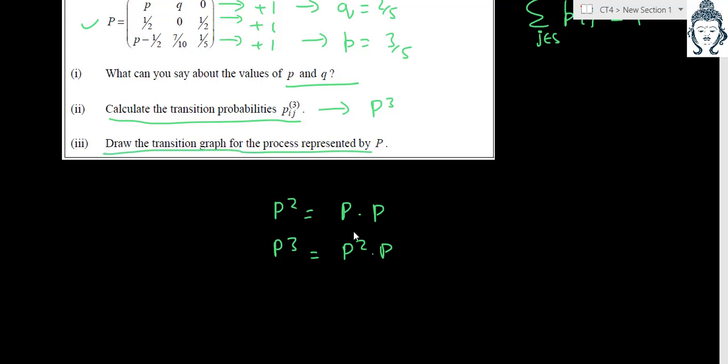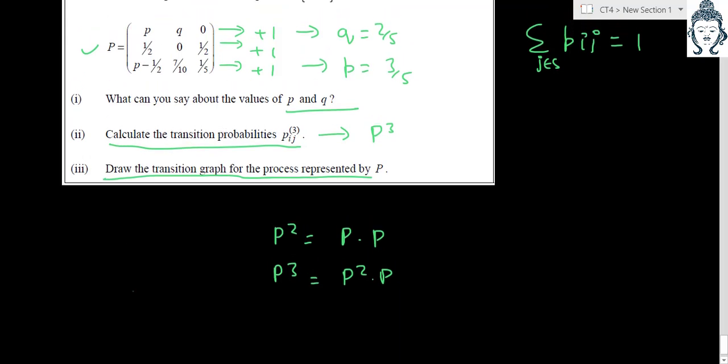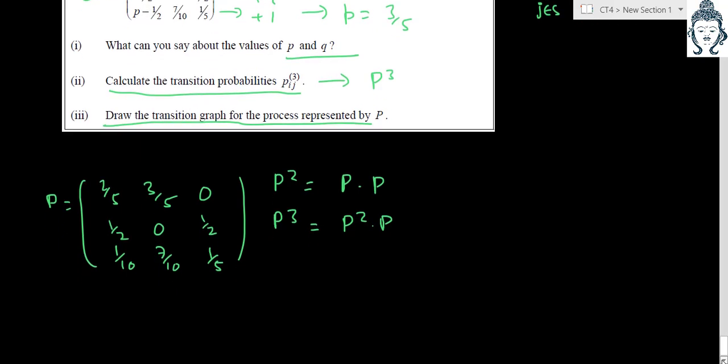And then the next part asks us to draw the transition diagram or the transition graph for the process which is represented by P, right? So you'll just have to draw the transition graph that is associated with this matrix P. P is basically 2 by 5, 3 by 5 and 0. After putting the values, half, 0 and half. And then in the third one you have 3 by 5 minus half, that is 1 by 10, and then you have 7 by 10 here, and then you have 1 by 5 here, right? So this is your process. Let's draw the transition diagram.